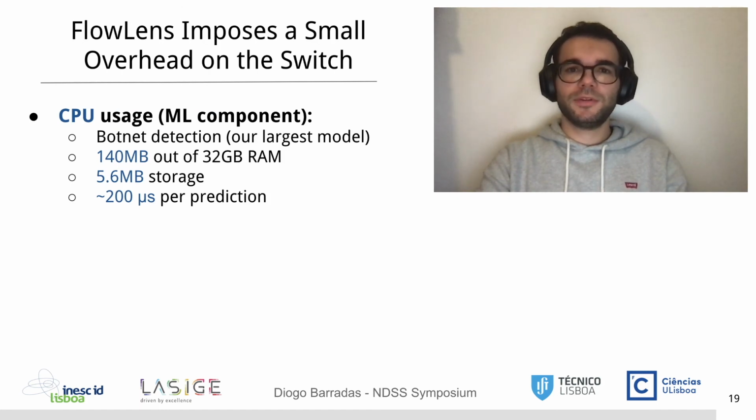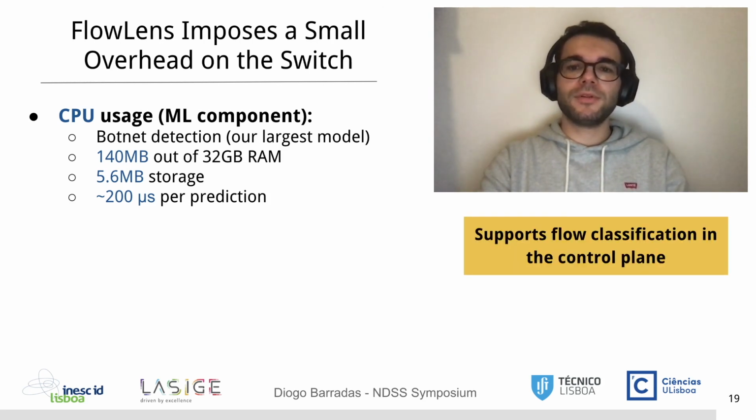It is also worth noticing that FlowLens imposes a small overhead in the resources of the switch. Consider for instance the CPU usage. When using the botnet detection model, which was our largest model, we'll just use 140 megabytes out of 32 gigabytes of RAM available in the device, and we'll just use 5 megabytes of storage. Additionally, we'll just spend 200 microseconds per prediction. This, in a nutshell, also means that FlowLens is actually able to support flow classification in the control plane of the switch.